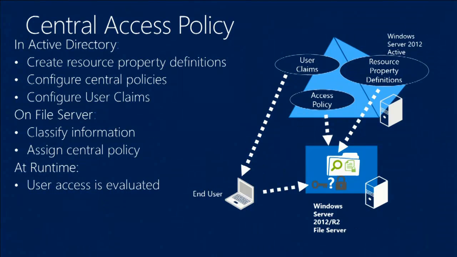And you can have central access policies that are defined in Active Directory, are applied on the file servers, and applied throughout your organization. So for example, we could say that for all information that's coming from the EU, under Safe Harbor, only a specific security group can access it. And it doesn't matter which file server this information is on.